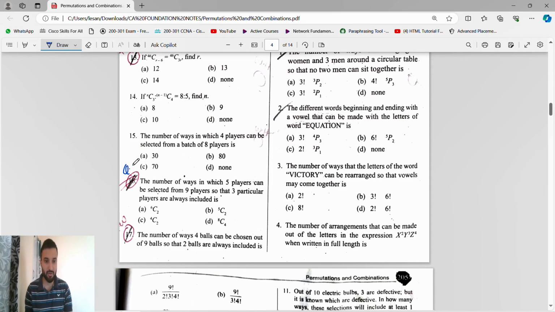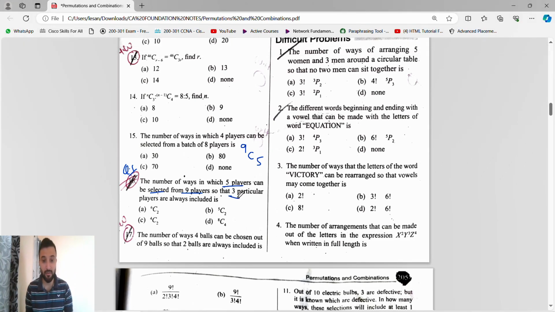This is question number 1. They ask for the number of ways in which 5 players can be selected from 9 players. So 5 players we have to select from 9 players. The word selected means it is a combination. So from 9 players we have to select 5 players, so that 3 particular players are always included. Included means you will do minus in both n and r. So it's 3, so 9 minus 3 is 6, C, 5 minus 3 is 2, 6C2.